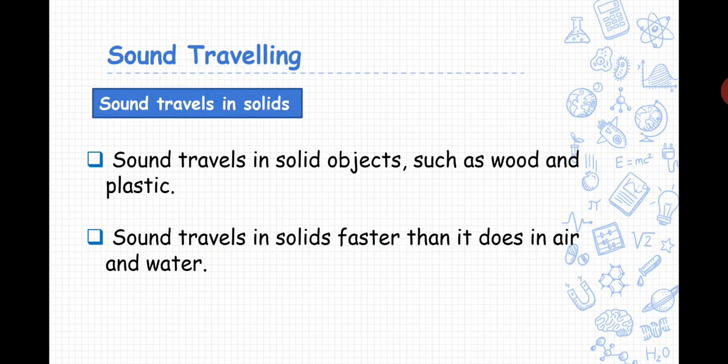So, my dear, sound travels in solid objects such as wood and plastic, and sound travels in solids faster than it does in air and water, as we said before.